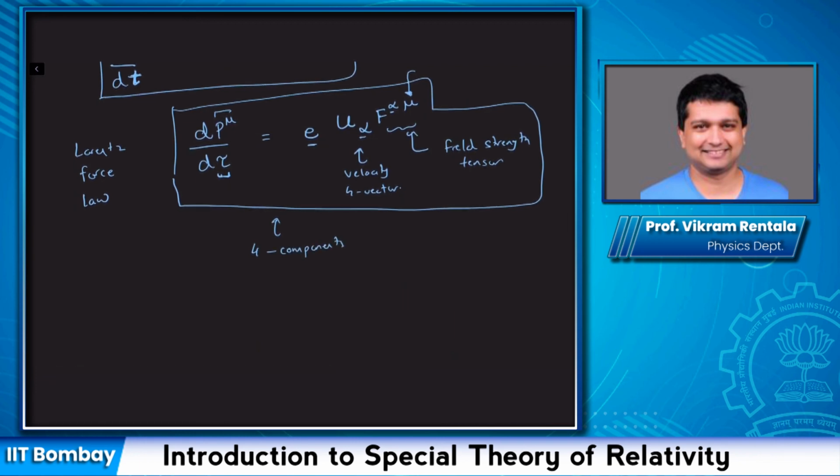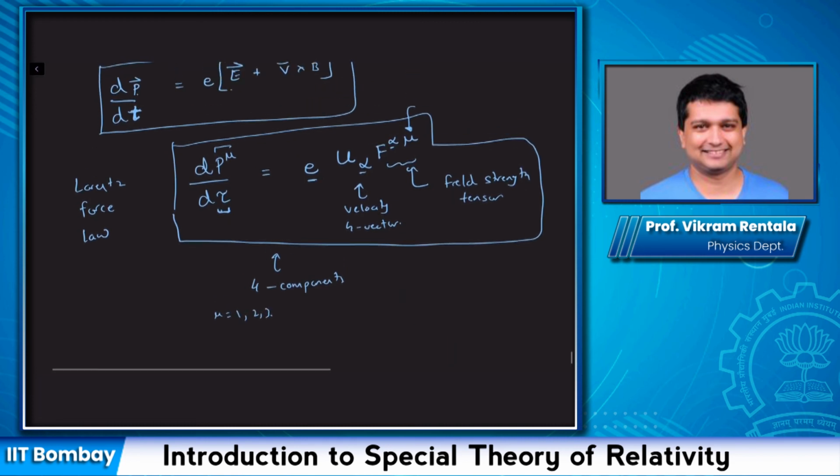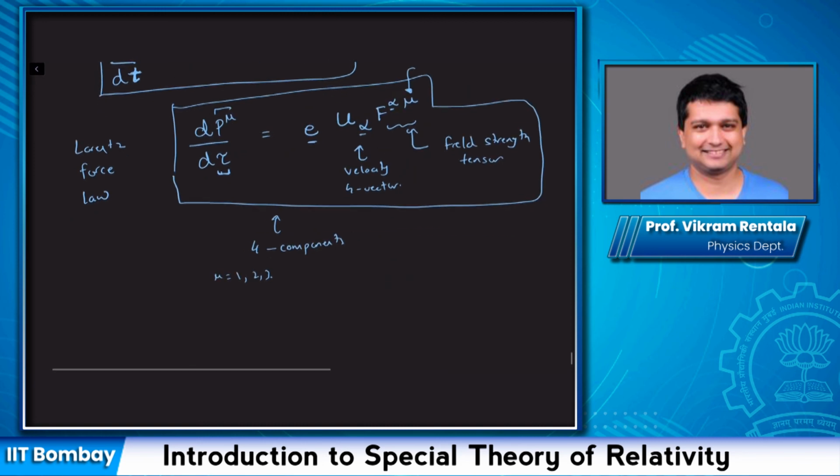You can check that for mu is 1, 2, 3, you would recover exactly the Lorentz force law which we're familiar with in Galilean relativity, except this vector p would be the 3 momentum of special relativity, not the standard 3 momentum that we're familiar with from Newton's laws. Now you could ask, what does the mu is equal to 0 component tell you?